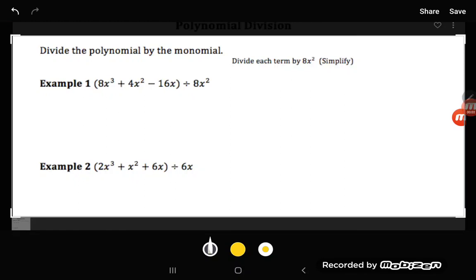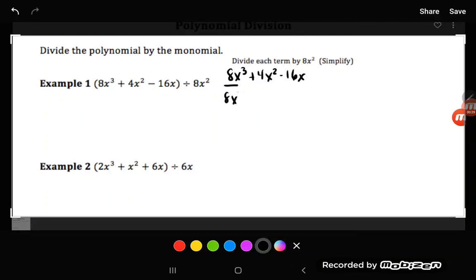Today we're going to divide a polynomial by a monomial. For example 1, we're given 8x to the third plus 4x squared minus 16x divided by 8x squared. I'm going to rewrite this as 8x to the third plus 4x squared minus 16x, and put all of them on top of 8x squared. I did that so that I can clearly see what I'm simplifying top and bottom.